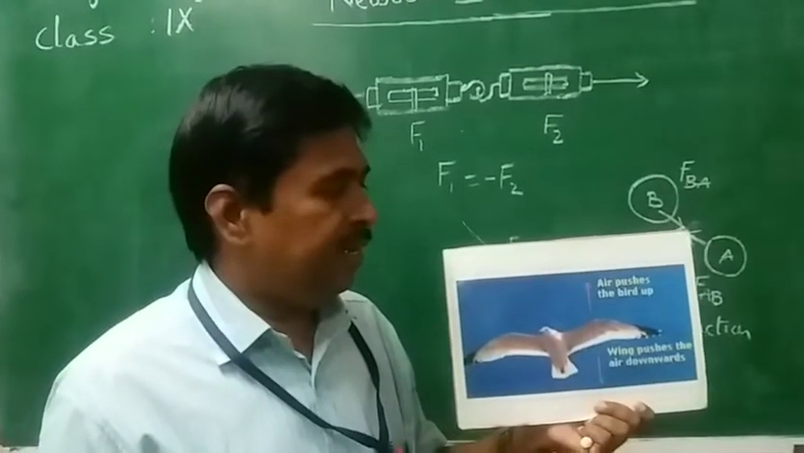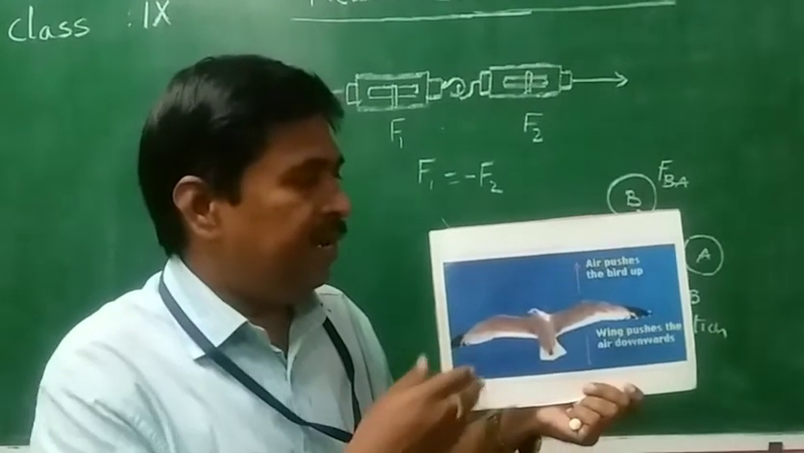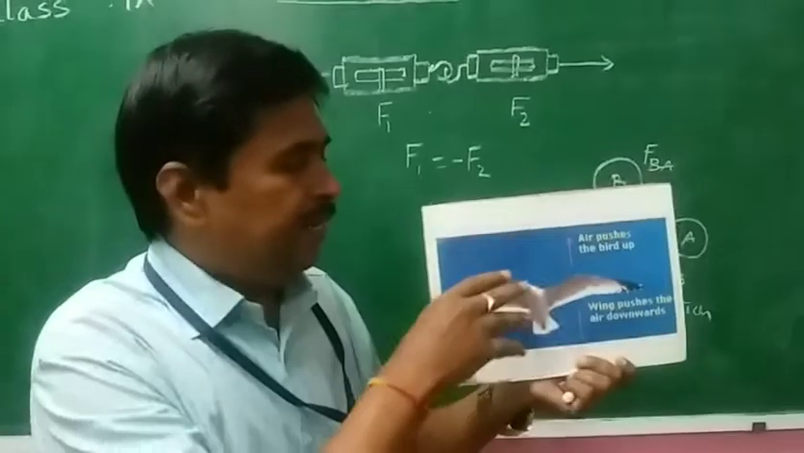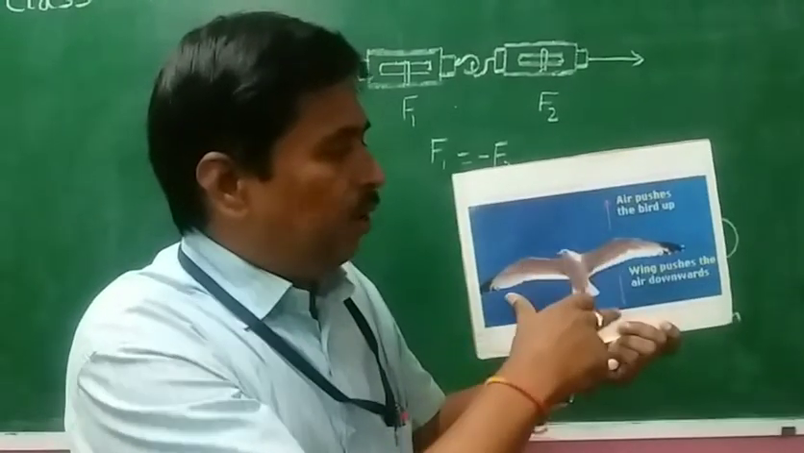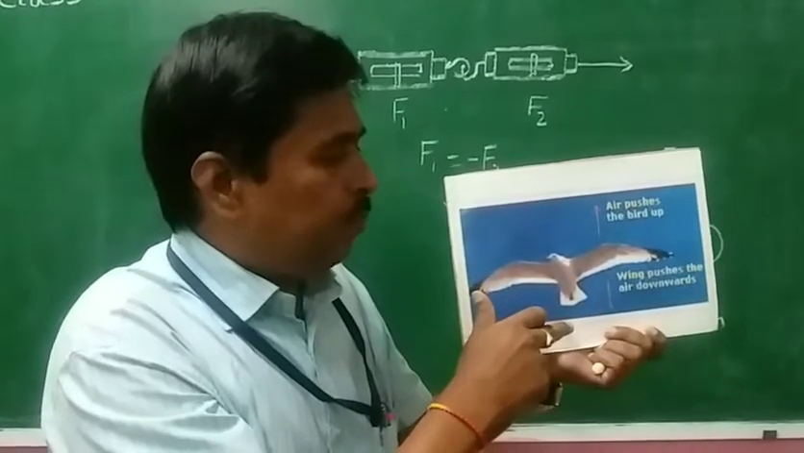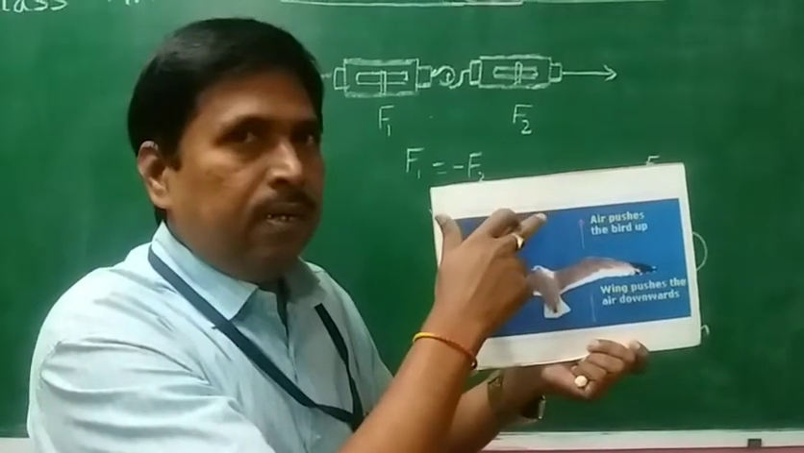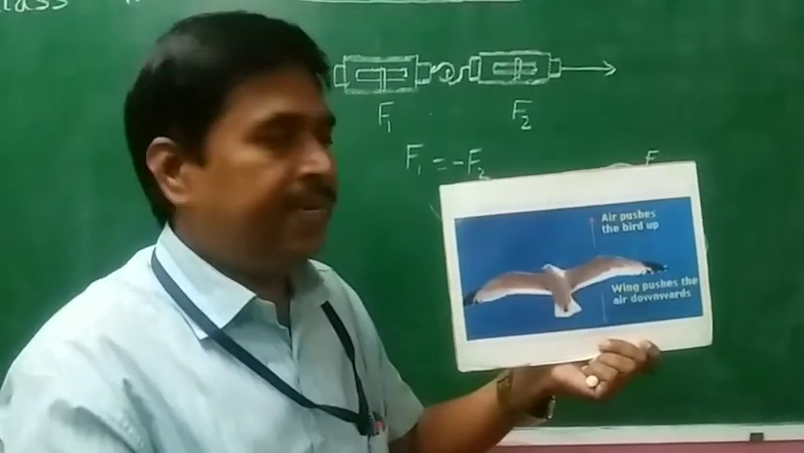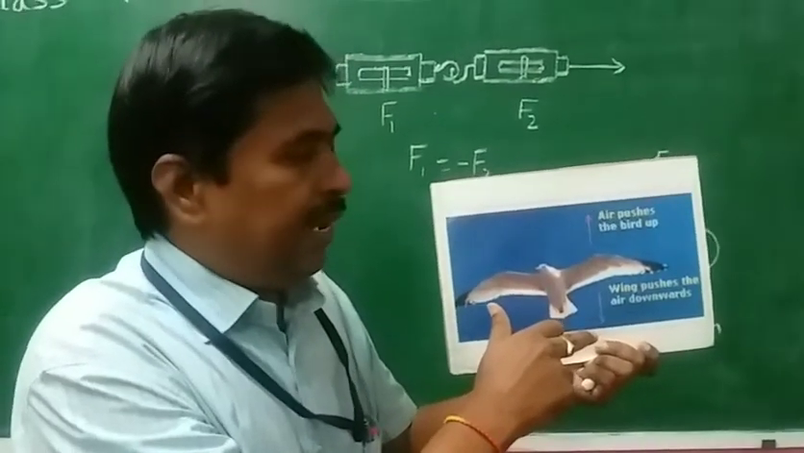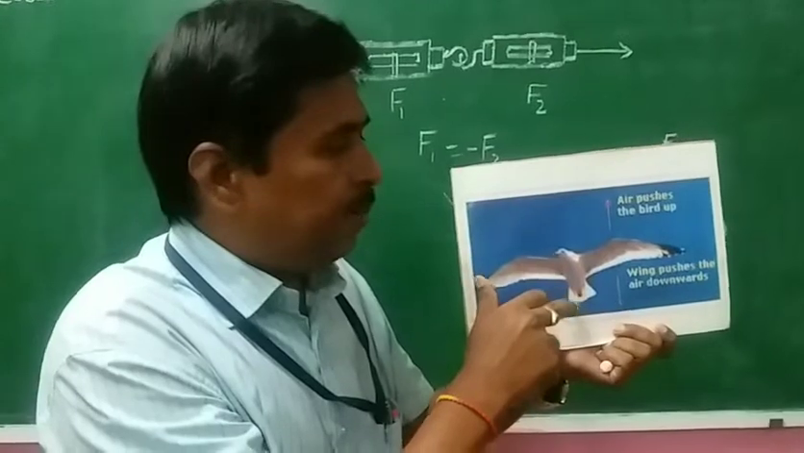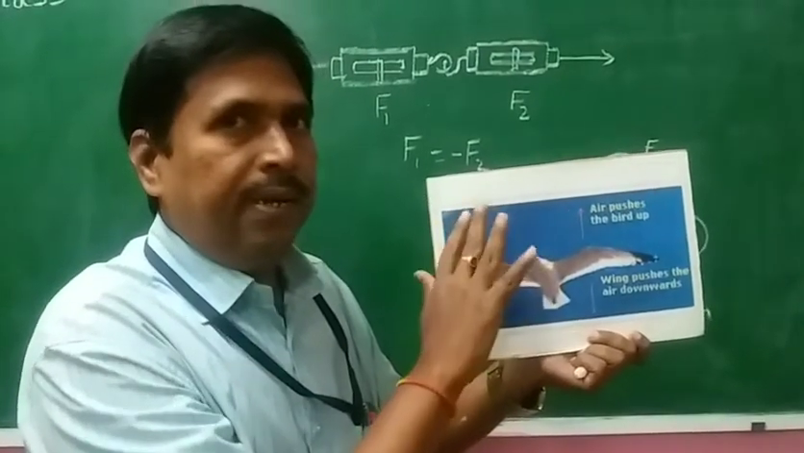So for Newton's third law, you have an example. A bird is flying in the sky. The bird will flatten its wings so that it pushes the air in the downward direction, so that the air pushes the bird in the upward direction. So the bird can fly to greater heights here. Here the wings push the air in the downward direction, that is said to be action, and the air pushes the bird in the upward direction, that is said to be reaction here.